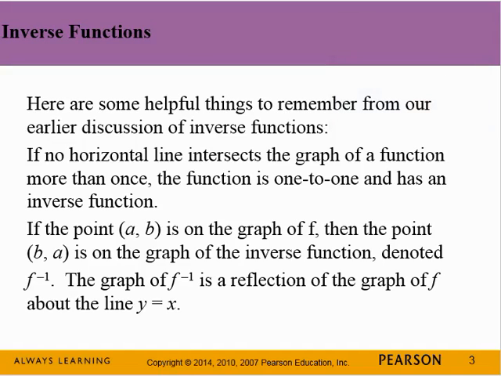So, inverse functions. If no horizontal line intersects the graph of a function more than once, the function is one-to-one and has an inverse function. If point (a, b) is on the graph of f, then point (b, a) is a point on the inverse function. The graph of f inverse is a reflection of the graph of f. That sounds very confusing, but it's not as confusing as you think.